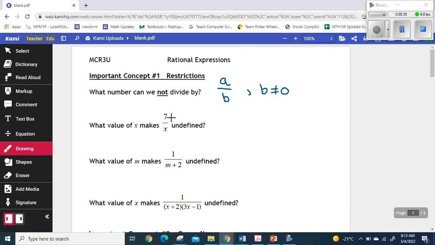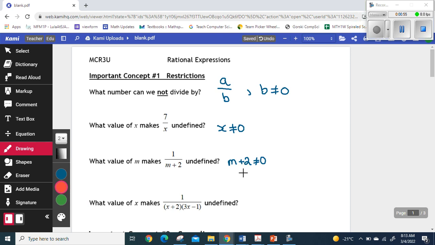So in here, if I've got 7 over x, I would know that x can never be equal to 0. It can be any other number, but it cannot be 0. Same thing if I now have, oh goodness, what do I have underneath here? I have an m plus a 2. So I know my denominator cannot equal 0. And we know how to rearrange equations, right? If this is a plus, we're going to minus the 2 from both sides. So that means that the letter, my variable, can never be -2. It can be any other number, but it cannot be -2.